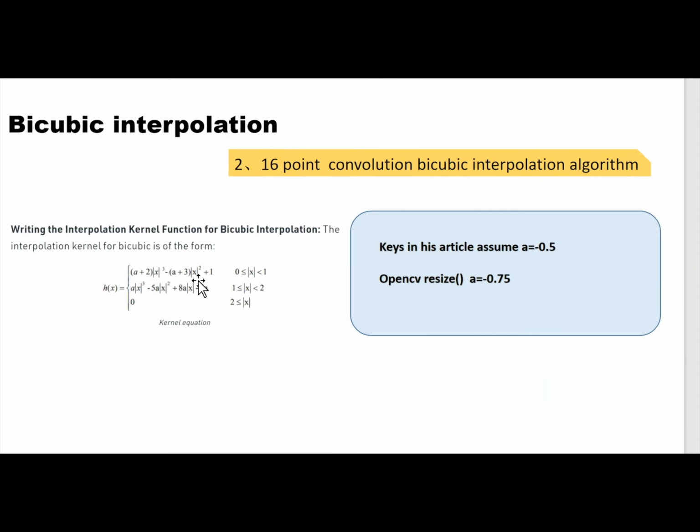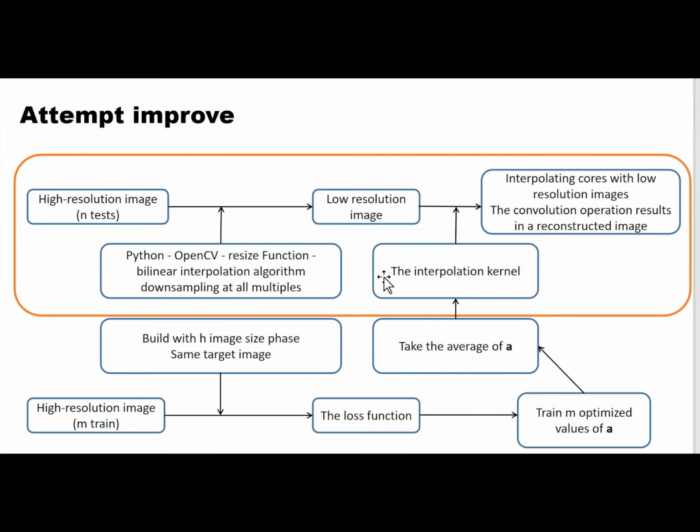And the most common algorithm is 16-point convolution bicubic interpolation. It uses an interpolation kernel function. The most important thing is the selection of the parameter A. Keys, in his article, assumed A is negative 0.5, and the OpenCV resize function sets A to negative 0.75. Our attempt is on the basis of the original algorithm. We try to get a more optimized parameter of A.